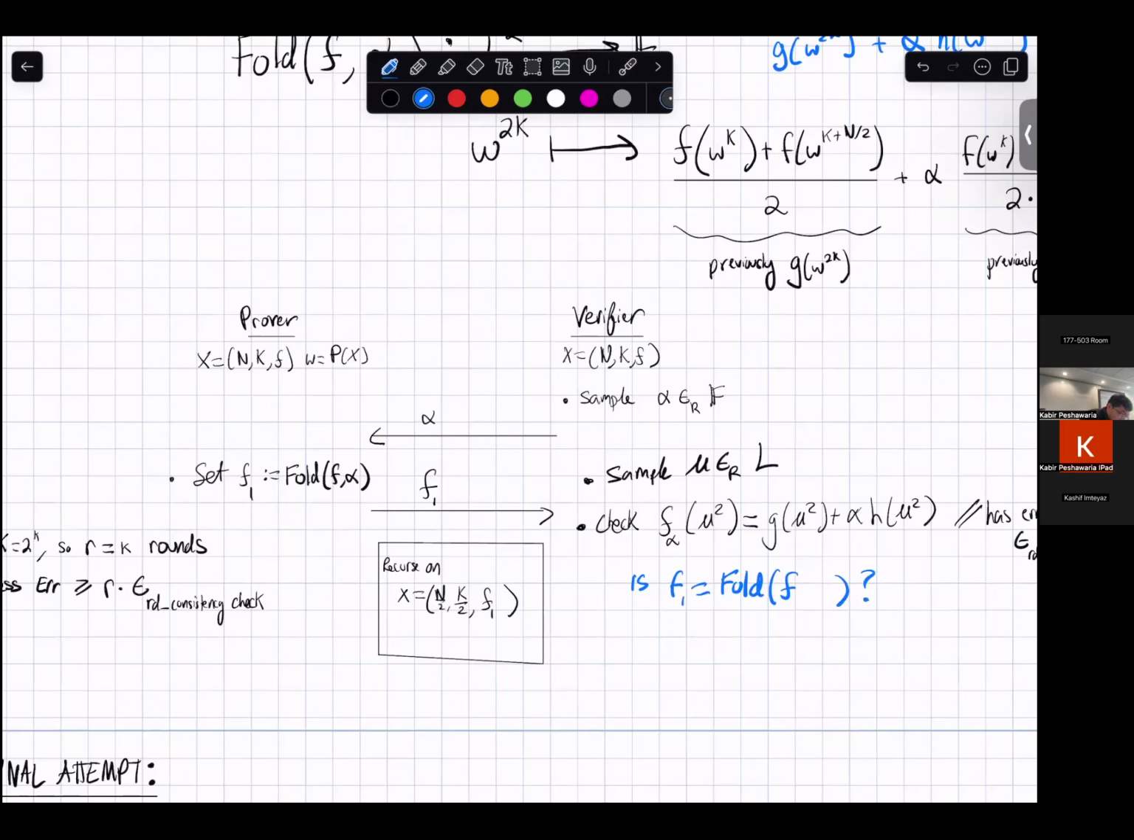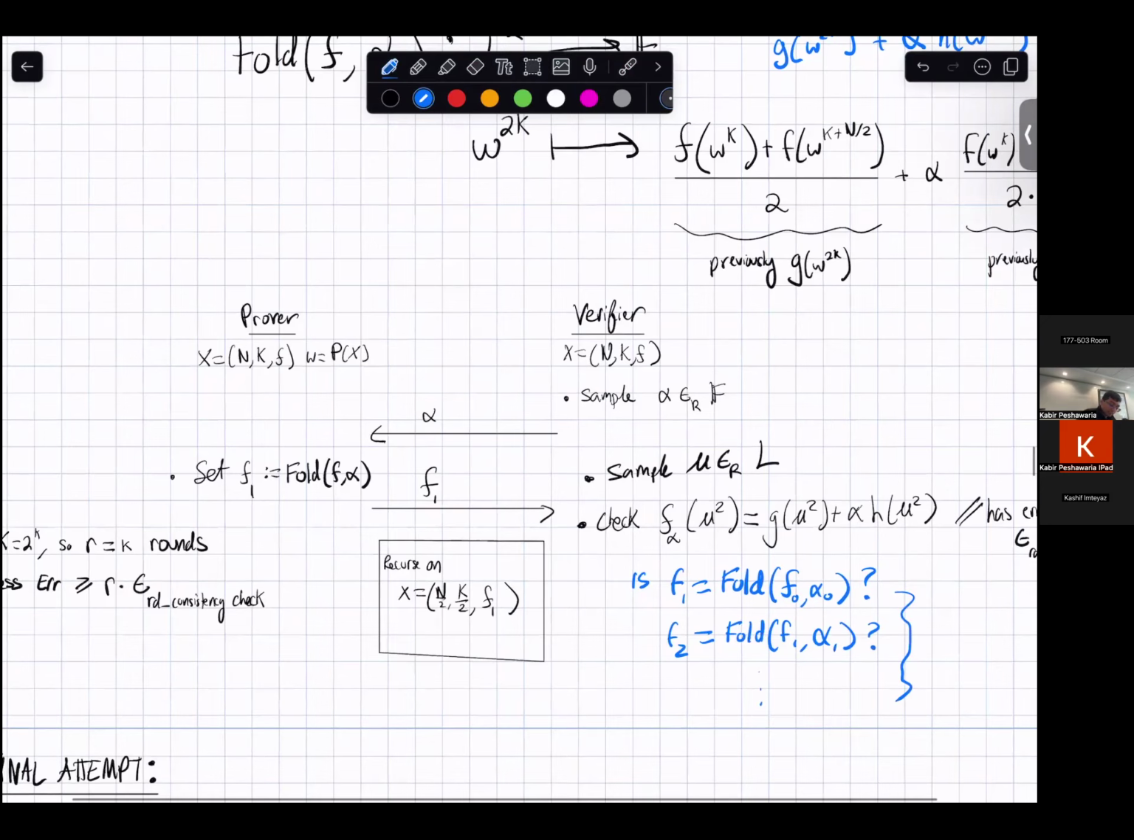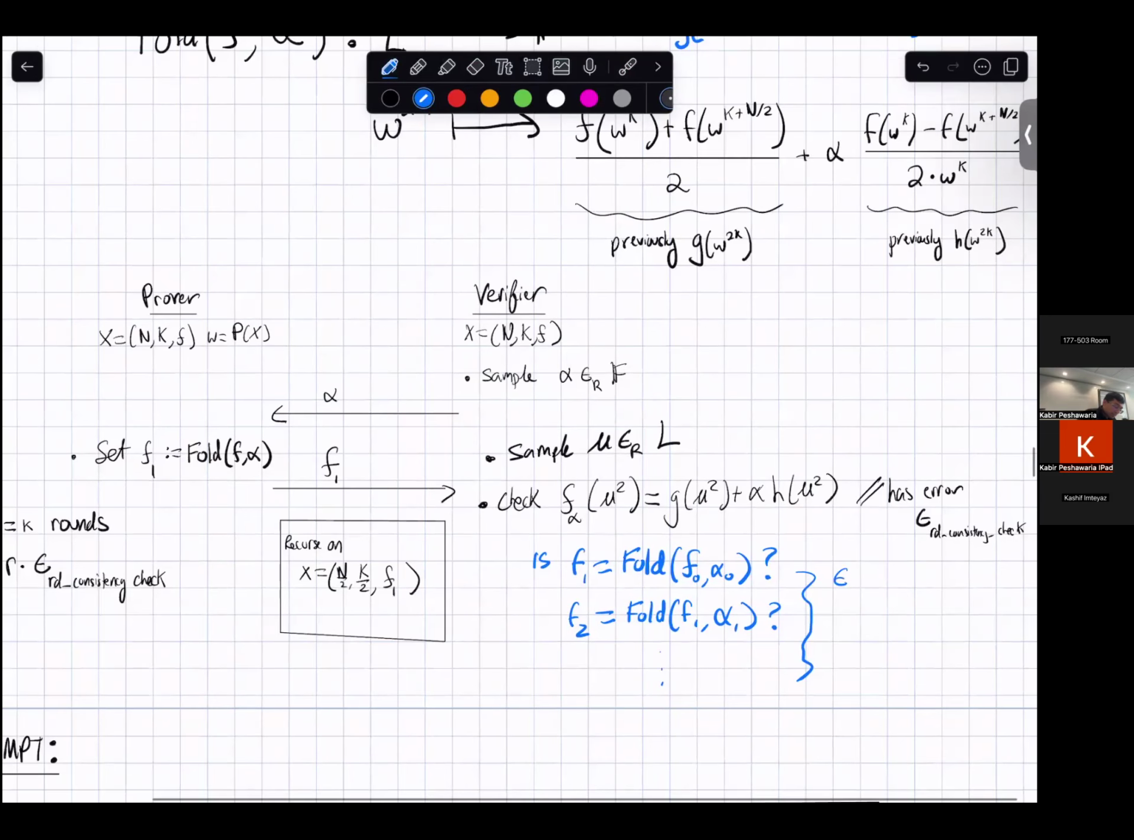Let's call the initial instance F0, and let's call this alpha 0. So I'm checking that. Then later I'm going to check, is F2 really equal to fold of F1 with alpha 1? And so on. And then each of these has some error. It's not clear a priori why that error is always the same, but maybe you gain some intuition when you see that the rate of this Reed-Solomon code is not changing.